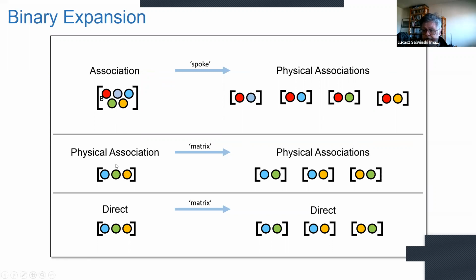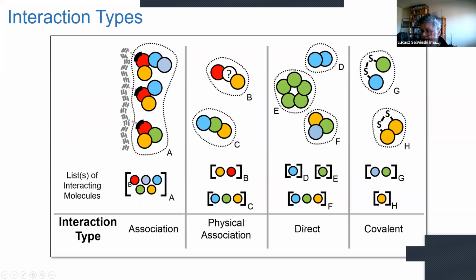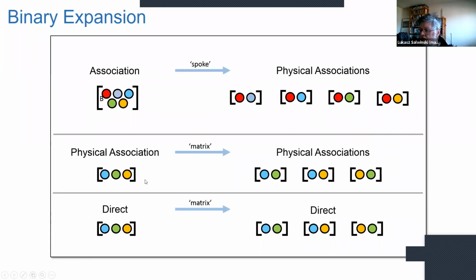In case of interactions that are physical, we can convert them into pairwise interactions, each of them physical. So for the three proteins here, we can convert those into interaction between blue and green, blue and yellow, and green and yellow. This is once more because the interaction is going to get annotated as physical.